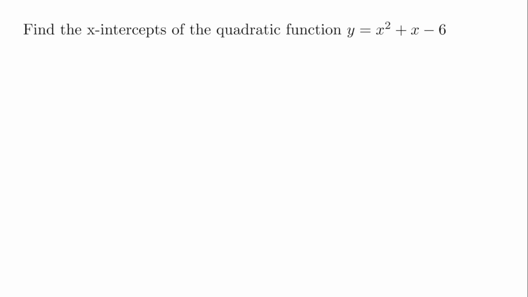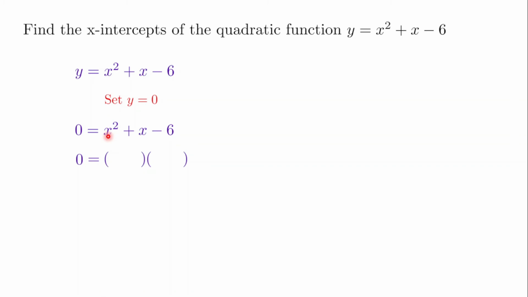Okay, next we proceed to the x and y intercepts. So how do we find the x and y intercepts? Example 1. Find the x-intercepts of the quadratic function y equals x squared plus x minus 6. To find the x-intercepts, we simply set y equal to 0. So replacing y with 0, we have 0 equals x squared plus x minus 6. We now solve for x, so we factor x squared plus x minus 6.